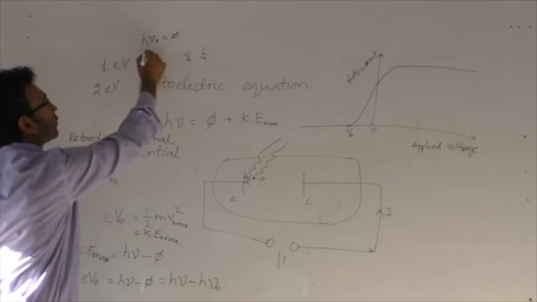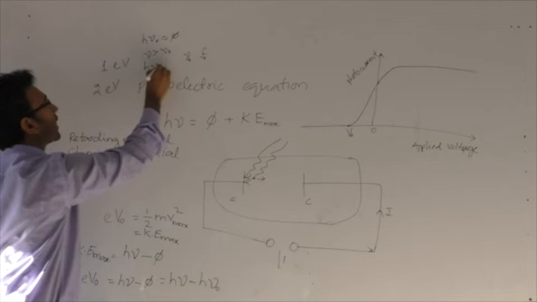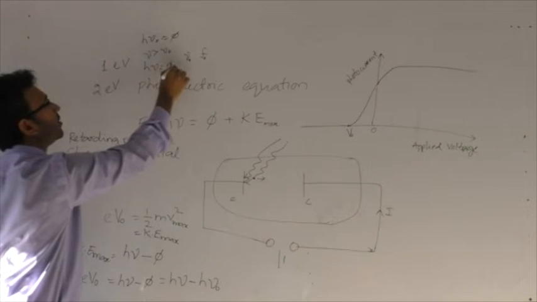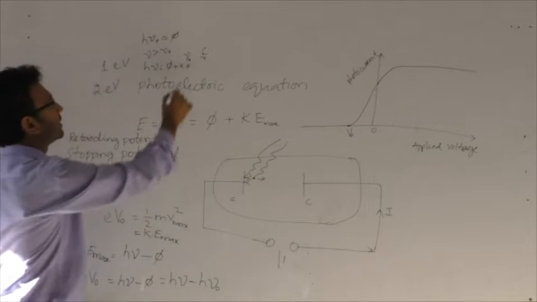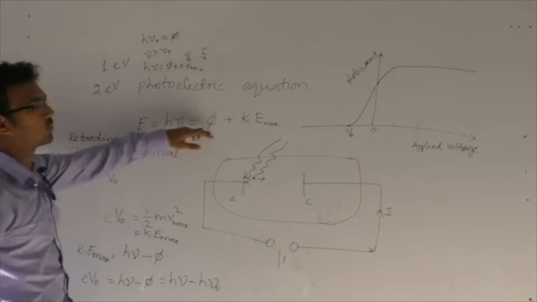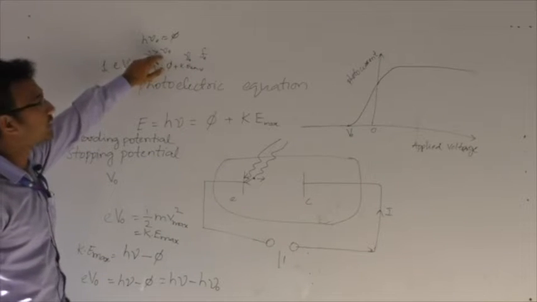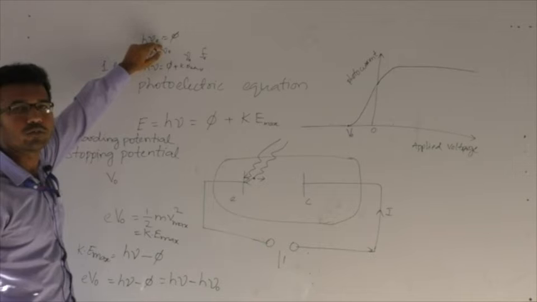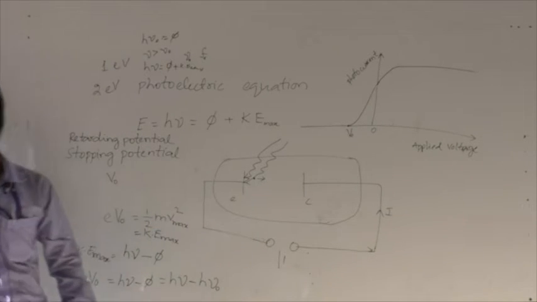Then if the frequency nu is greater than nu naught, then h nu equals phi plus the remaining amount of energy, which will be converted into kinetic energy, Ke max. This is what we have observed. So nu naught is the threshold frequency and h nu naught is the work function of the given particular metal. So I can write it like this.